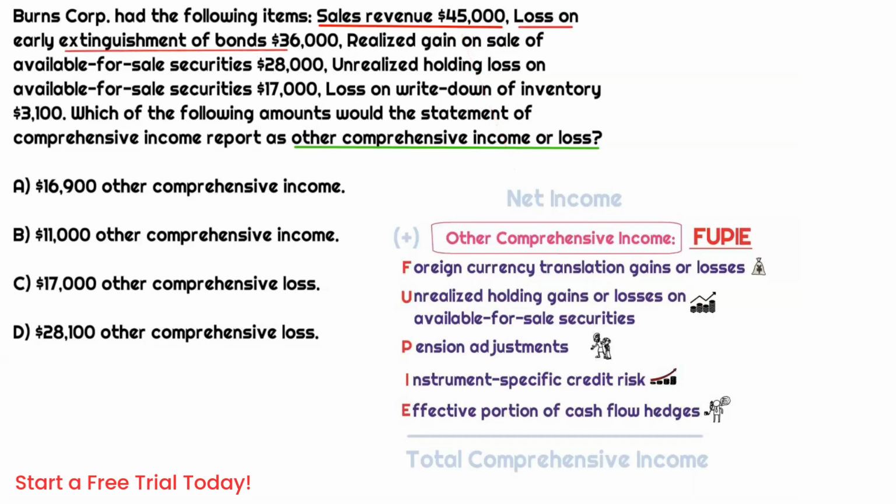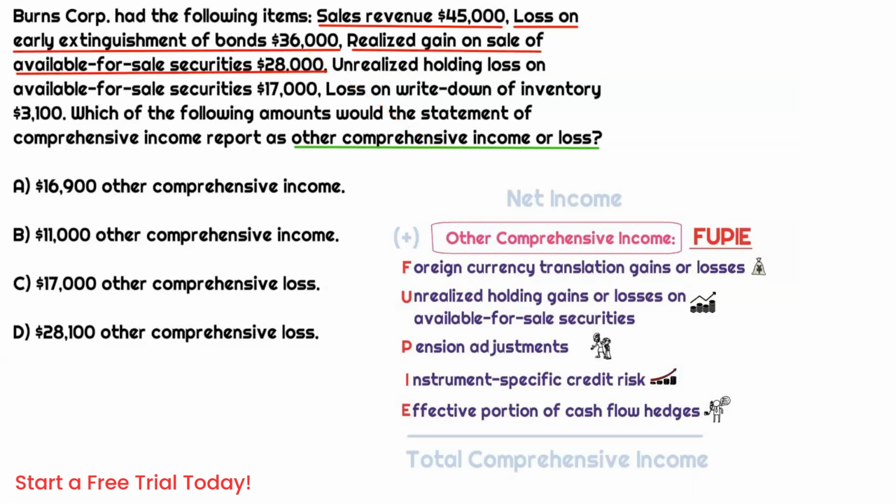Loss on early extinguishment of bonds, $36,000. This has nothing to do with our FOOPB mnemonic, right? This is going to be excluded as well, right? This is going to be included in net income since it's going to be a recognized loss. We're focused on unrealized gains or losses, okay? Specifically those from available for sale securities.